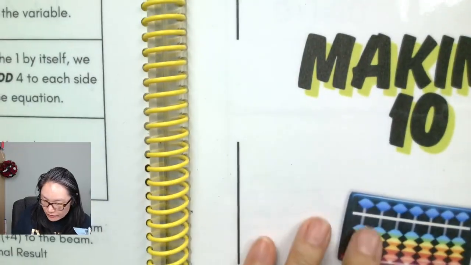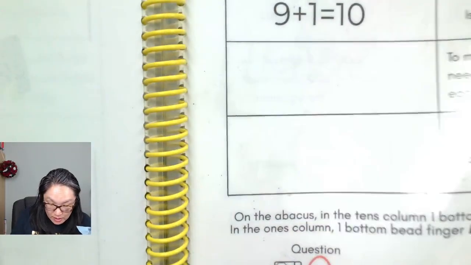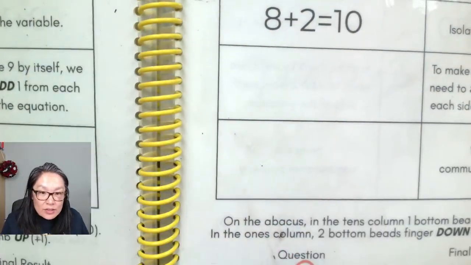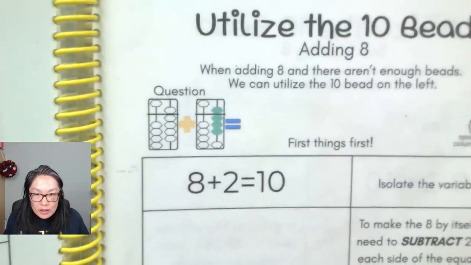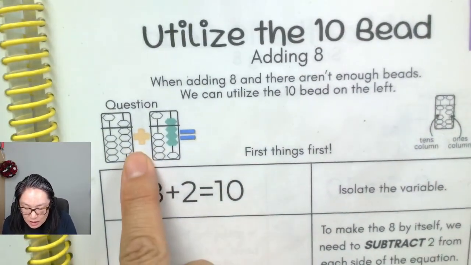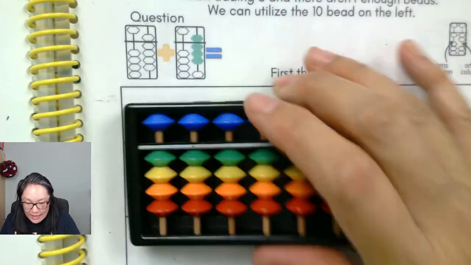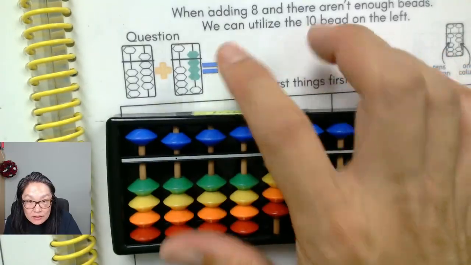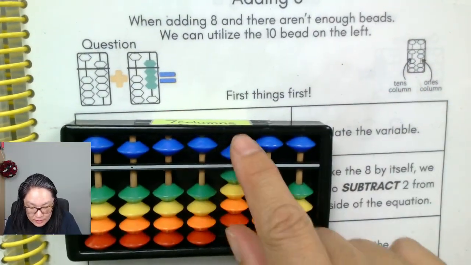So I'm just looking through my, yeah, I made this to explain a little bit more. So here is the question, right? This is an example question. And if I had 9, right? I have 9. And I want to add the 8. So there's not enough beads to add the 8, right?